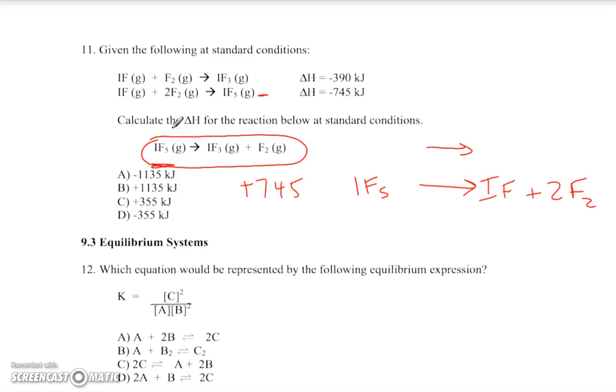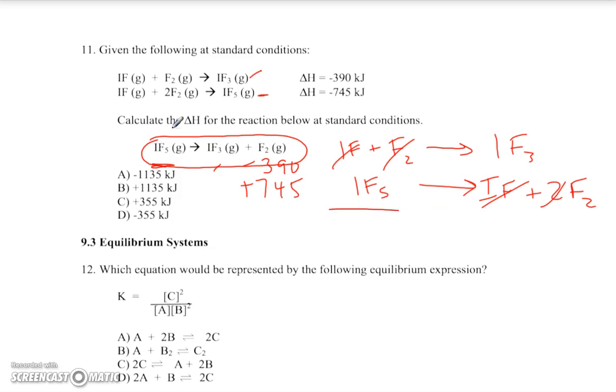Now, I think we're going to need to leave that first equation as is because the IF3 is on the right side, and that's where it is in the target equation. So IF3 on the right side, and on the left side of that equation is IF and F2. Since we're leaving that equation alone, we're going to leave that as negative 390. All right, so let's see what's canceling. We've got the IF on both sides, so that's gone. We have one F2 on the left side and 2 F2s on the right side, so we're going to get rid of the 1 F2 on the left and one of the 2 F2s on the right.